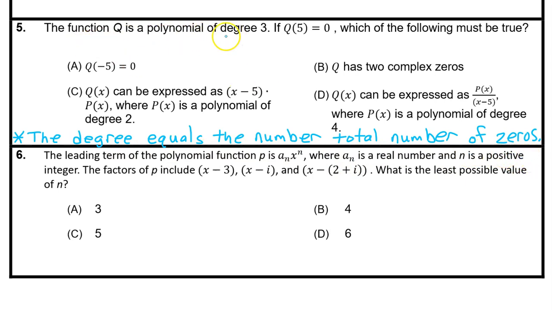So for this problem, we are told that the degree is 3. So for one thing, that means q has 3 zeros. Now they told us that q at 5 equals 0. That's another way of saying that 5 is a zero of q.